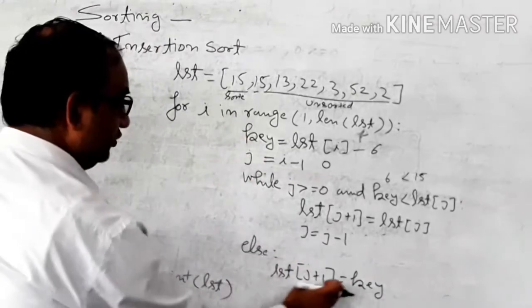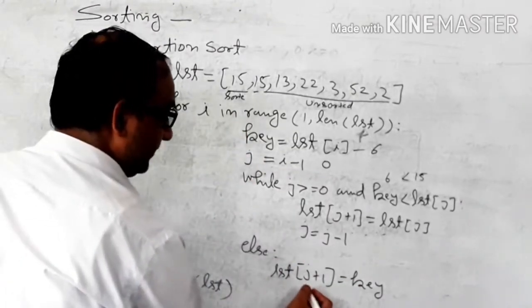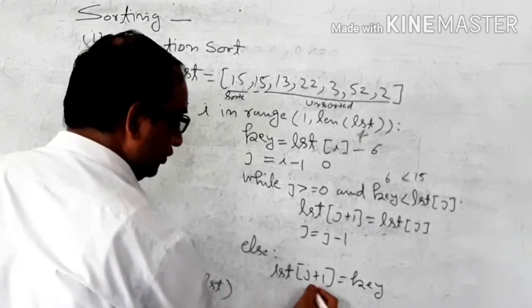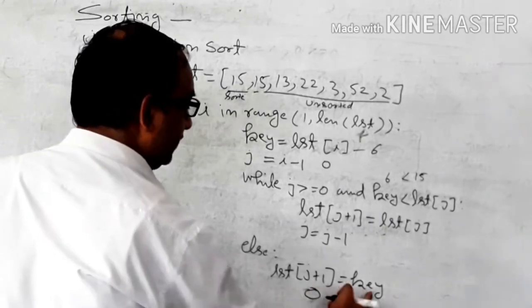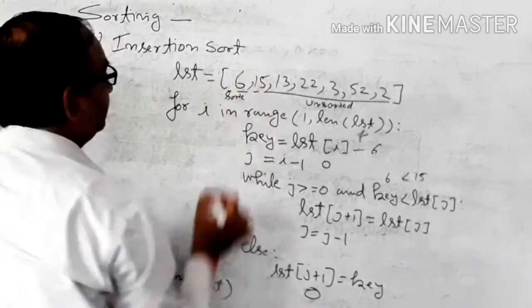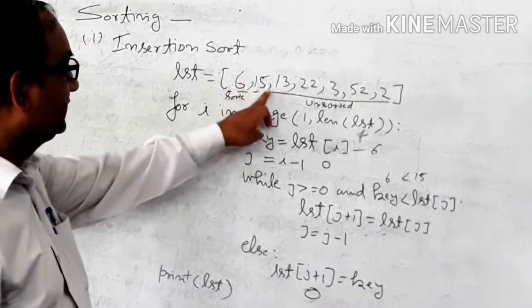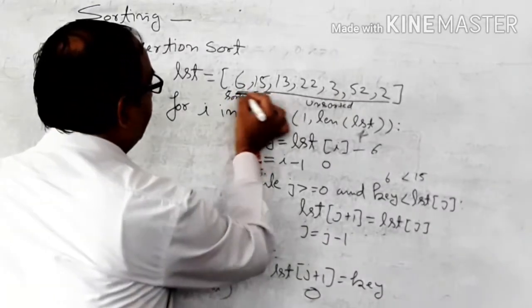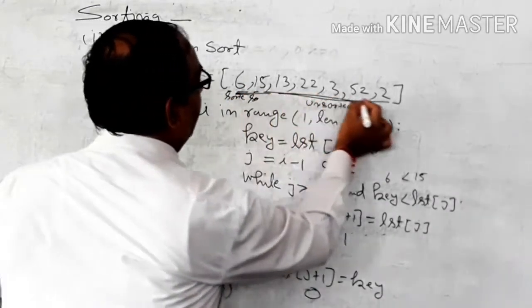So LST 0, j is equal to minus 1, so minus 1 plus 1, that is 0. LST 0 is equal to key. Key contains the 6, so LST 0, that is 6, comes here. Okay. Now this is the 6 and this is the 15. Now these two elements are sorted and the rest are unsorted.